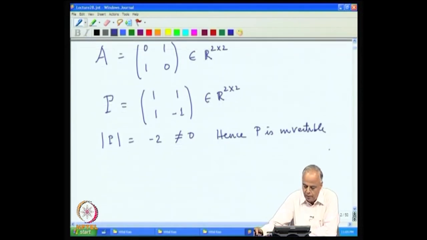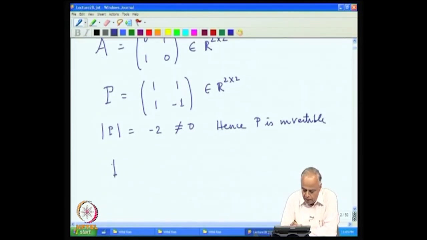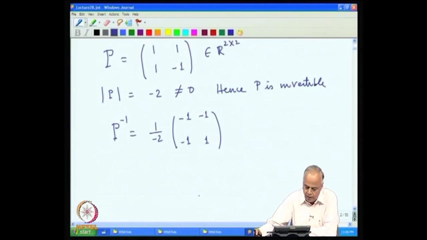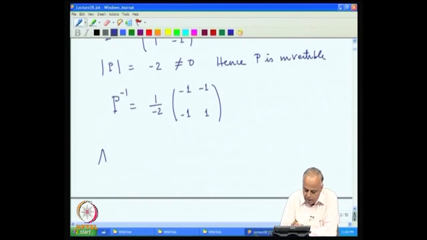And for 2 by 2 matrices, the inverse is easy to find. The inverse is 1 over the determinant, times the matrix where you interchange the diagonals and change the sign of the off-diagonals. So, this is the matrix P inverse, and let us calculate AP.